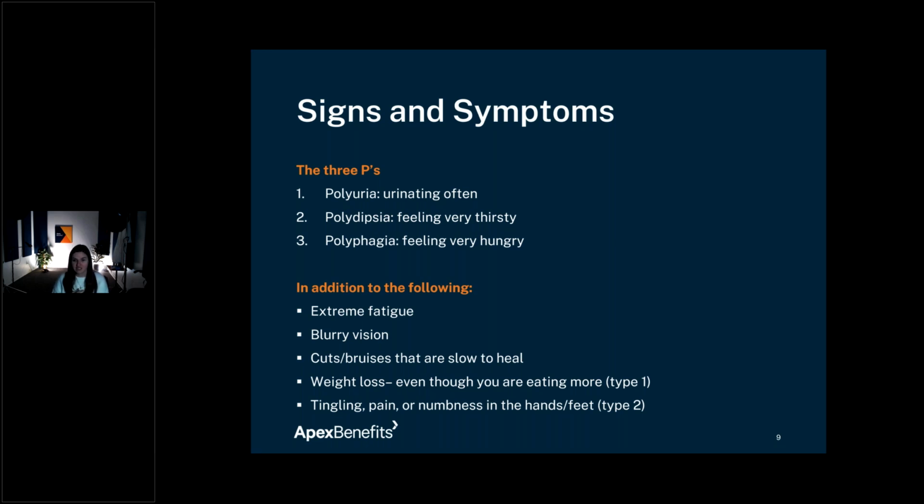Type 2 diabetes, this is something later on that people might notice when it progresses and gets worse: tingling, pain, and numbness in the hands and feet.